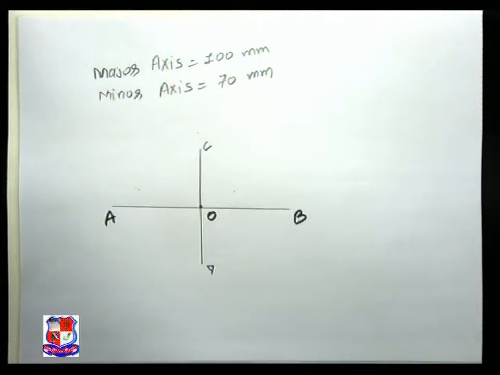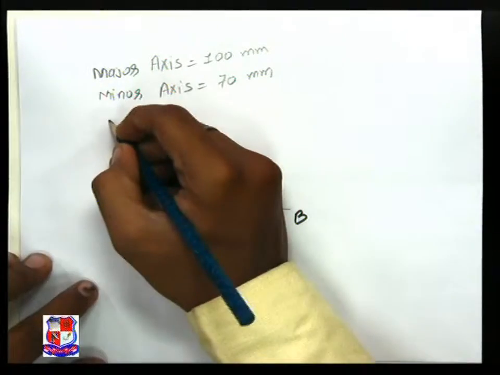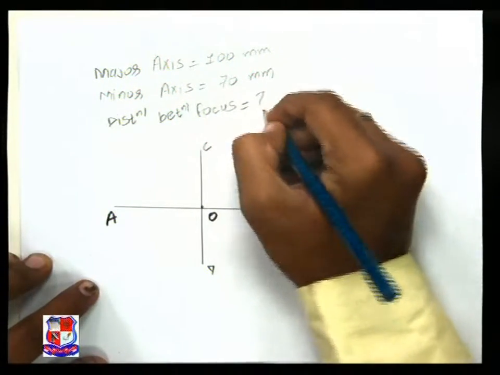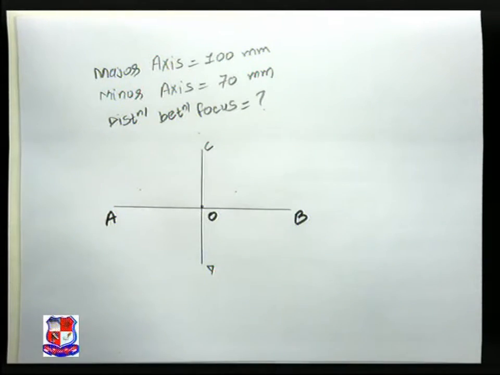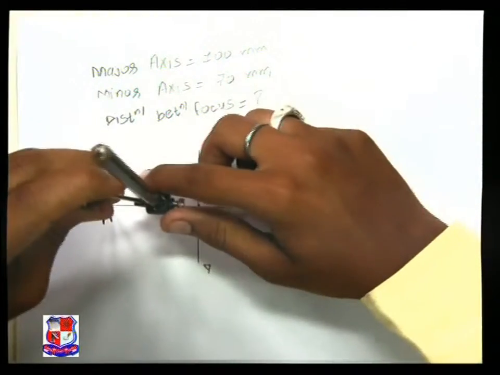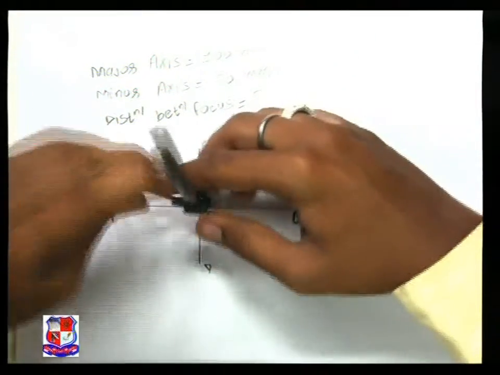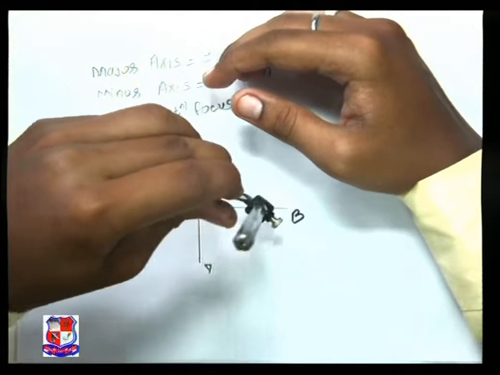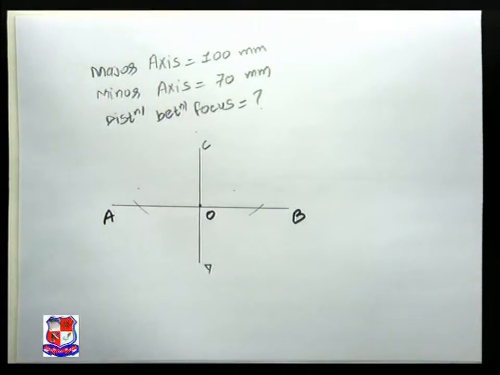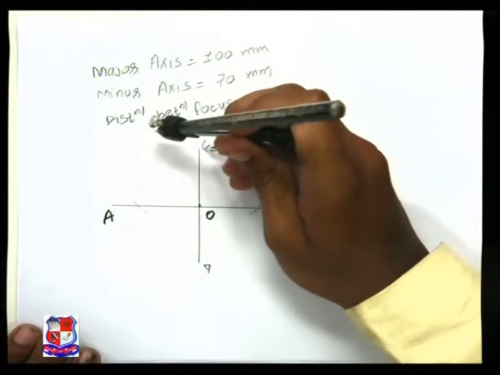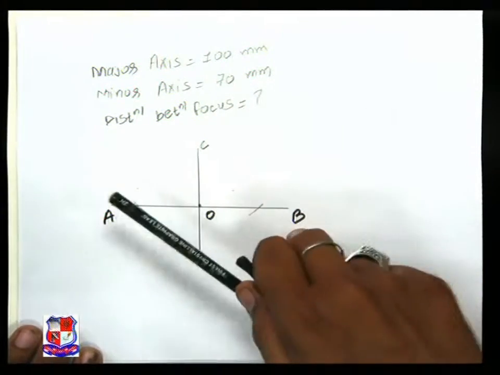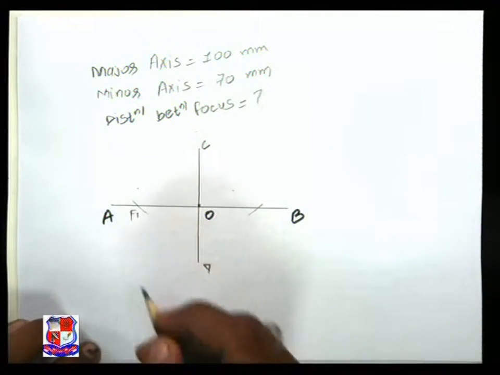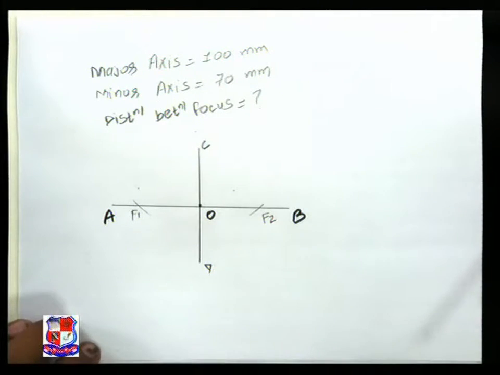Now for the arc of circle method, what we require is the distance between the focus points. It's not given. How can we get it? Take OA as radius, C as center, and mark an arc on the OA line and OB line. We have got point F1 and point F2. We have got these two points.